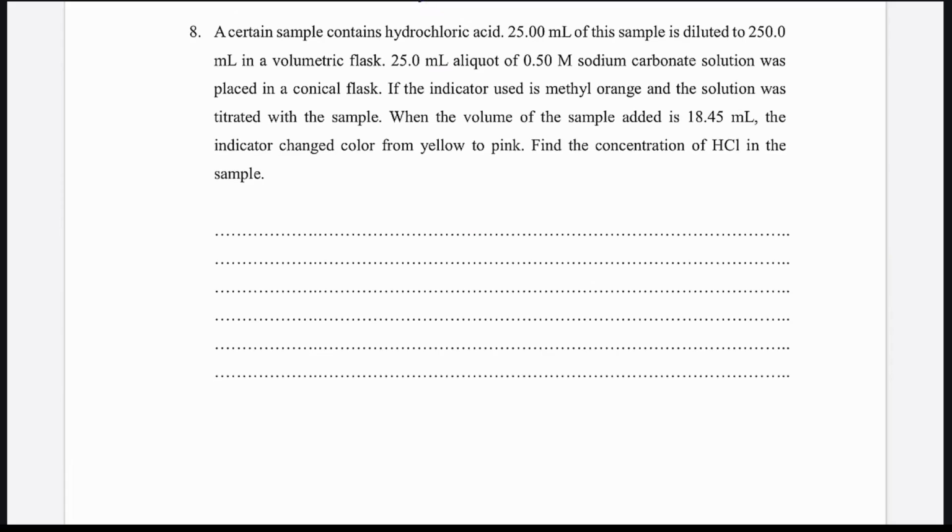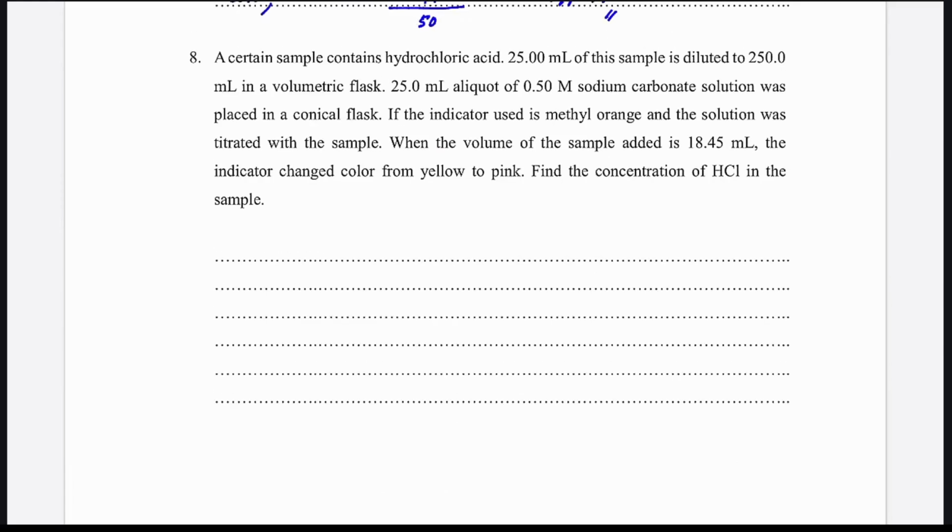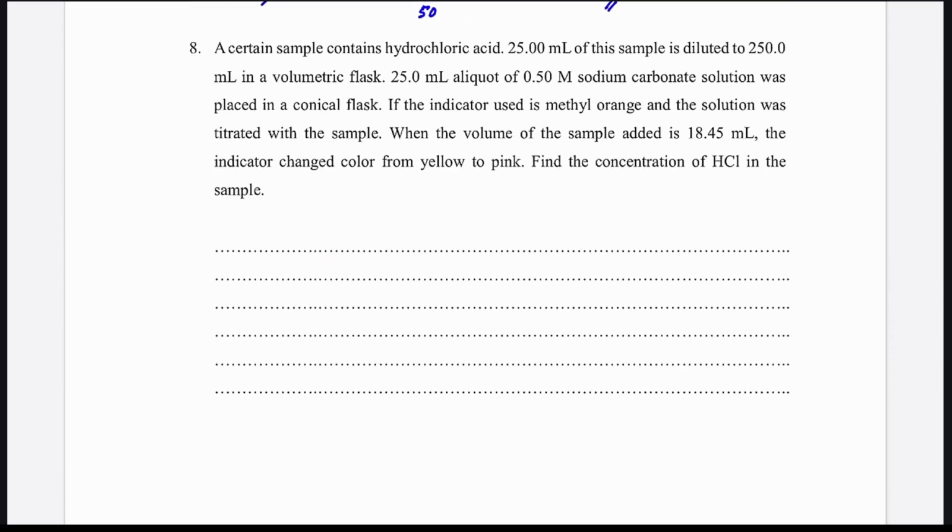Question number 8. A certain sample contains hydrochloric acid. Of the sample is diluted in a volumetric flask. 25 ml aliquot of 0.5 M sodium carbonate solution was placed in a conical flask. If the indicator used is methyl orange and the solution was titrated with the sample, when the volume of the sample added reached 18 point something milliliters, the indicator changed color from yellow to pink. Find the concentration of HCl in the sample. Who did that?